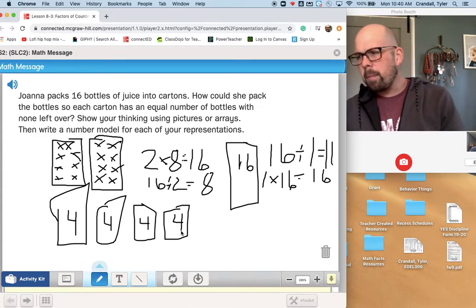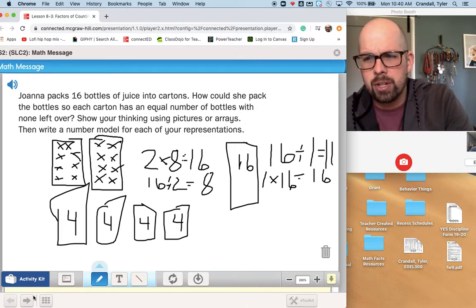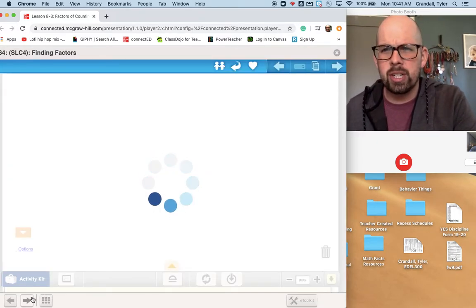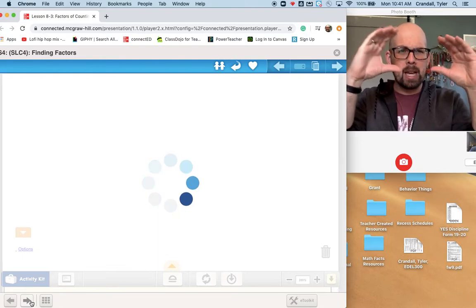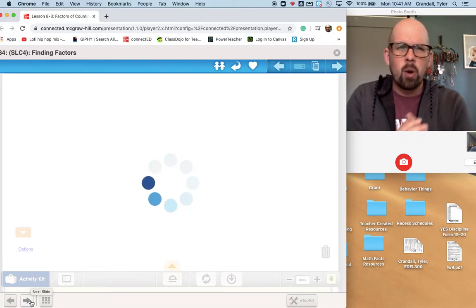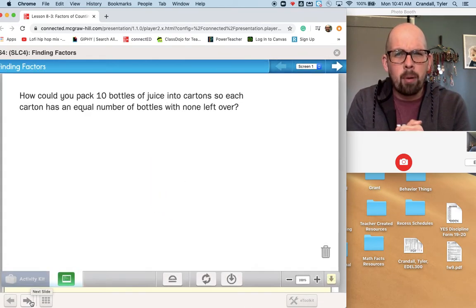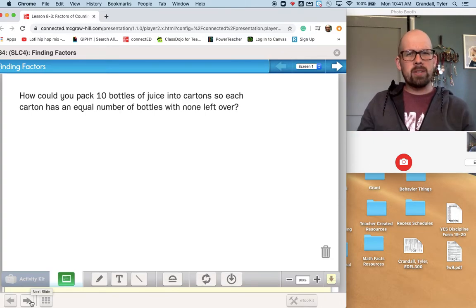What we're going to be talking about today is finding factors that would match a problem. So we're going to be talking about the big number, which is the product when you're doing multiplication. We're going to be discussing which factors can be used to make that product. So here's another problem that's very similar.